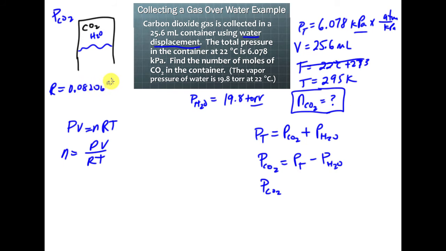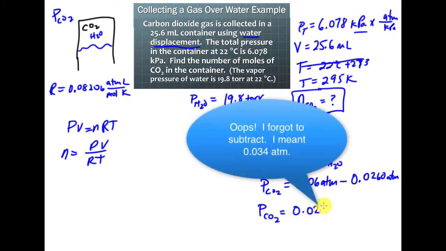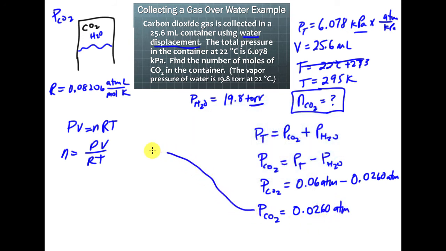0.08206 atmosphere liters per mole Kelvin. It's the one I like to use, so I'm always going to convert to atmospheres. So when I do that, my total pressure comes out to be 0.06 atm minus my partial pressure of the water, which is 0.0260 atm. Again, I made the conversion from torr to atmosphere, from kilopascal to atmosphere. My partial pressure of the carbon dioxide comes out to be equal to 0.0260 atm. Okay, there's my partial pressure. Now that's the one that I want to plug into my equation.